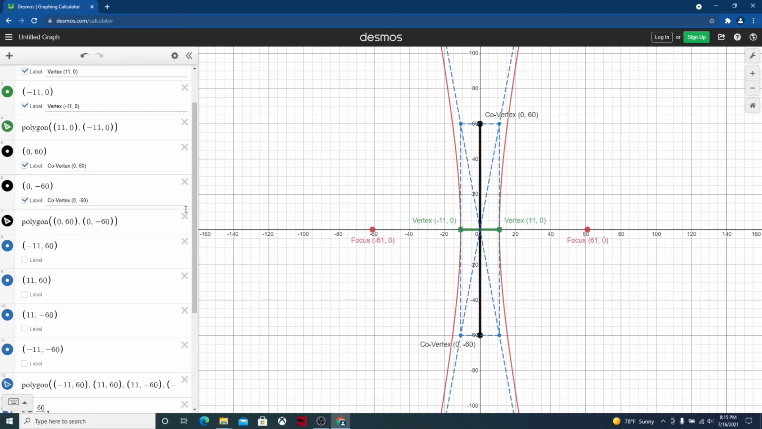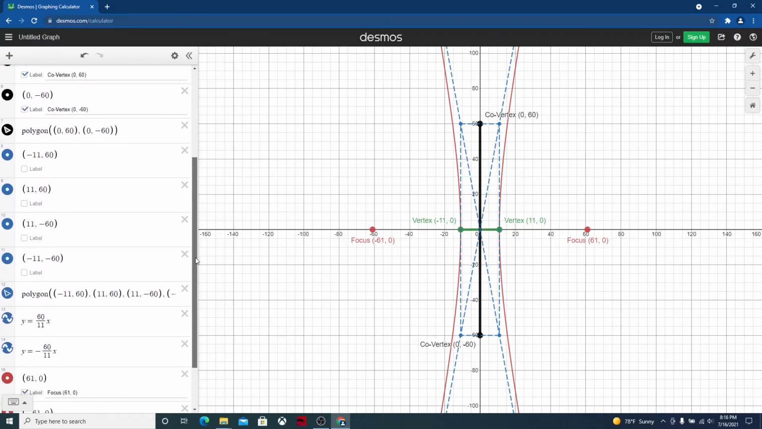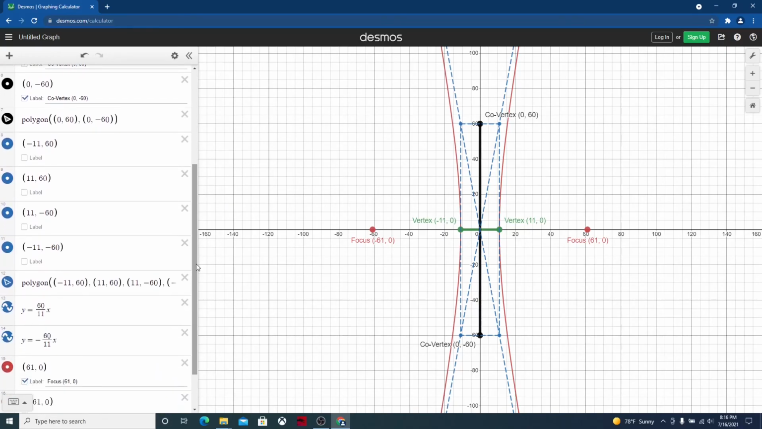And so we plotted those four corner points. And when we plotted those four corner points, we used the x coordinates of the vertices and the y coordinates of the co-vertices to plot those. Then we made a polygon out of it, which was how we ended up getting the box. Remember that we shut off the fill and we also caused the lines to become dashed. And we wanted to use dashed lines because those are not actually part of our hyperbola.